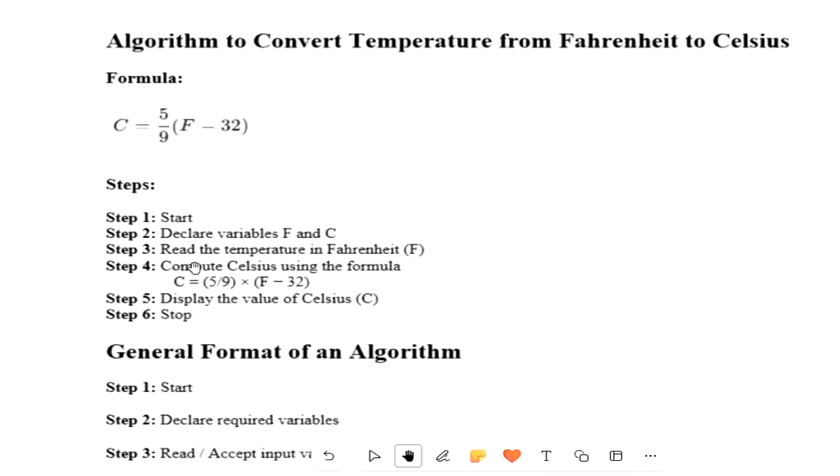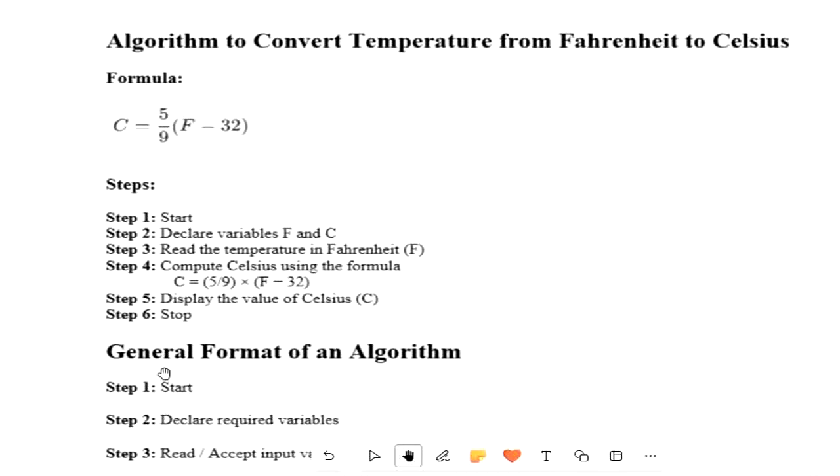Now the next step is step 3, read the temperature in Fahrenheit F, and then compute the Celsius using the formula. So input value you are taking only one value, that is F. And then you are calculating C, that is Celsius. The formula is 5 divided by 9 into F minus 32. Next, step 5 is display the value of Celsius. Then step 6 is stop.